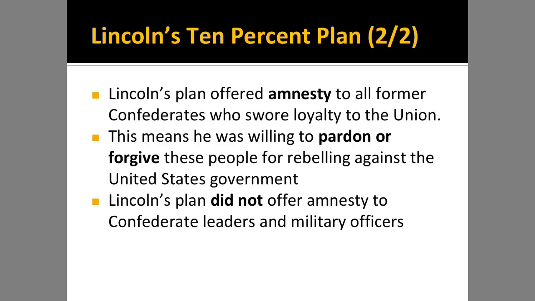Taking it a step further, Lincoln's plan offered amnesty to all former Confederates who were willing to swear loyalty to the Union. So this means that he was willing to pardon or forgive those people for rebelling against the United States government, so long as they said they were sorry and said they were loyal. Lincoln's plan didn't offer amnesty to Confederate leaders and military officers. So those people who actively fought against the United States and really led the fight against the United States, they could be punished for the things they did during the war. But Lincoln was willing to really forgive and forget with everybody else.